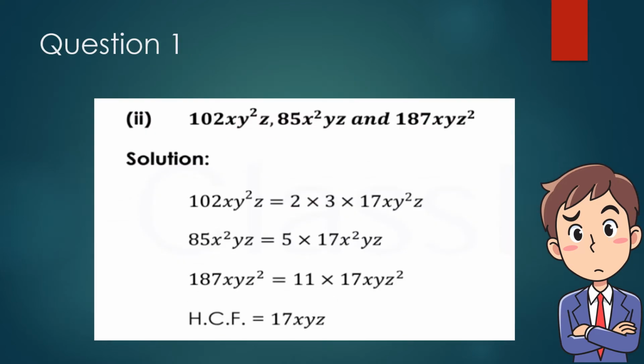In question number 1, you have to find HCF by using factorization method. You have 102xy square z. You will factorize it as 2 into 3 into 17 xy square z. Similarly, you will factorize 85x square yz and 187 xy z square. Now we will take the common factors, that is 17xyz. That will be the HCF.